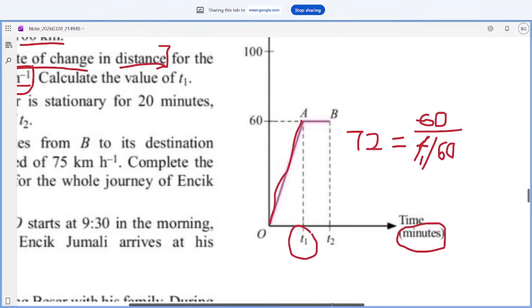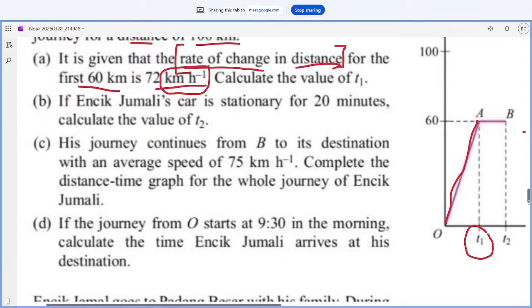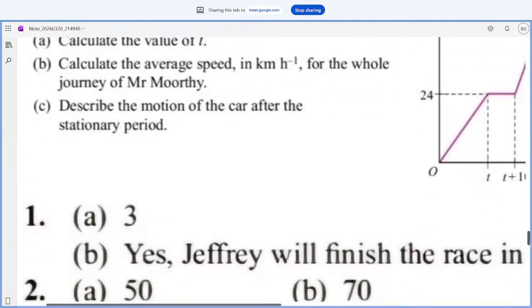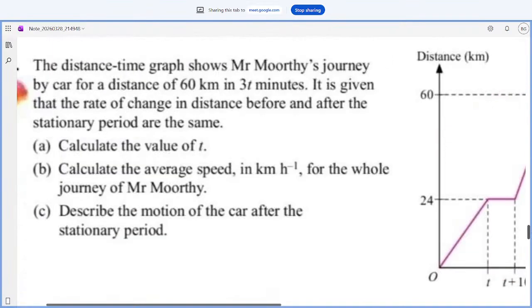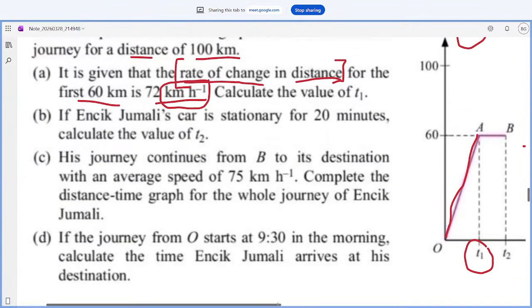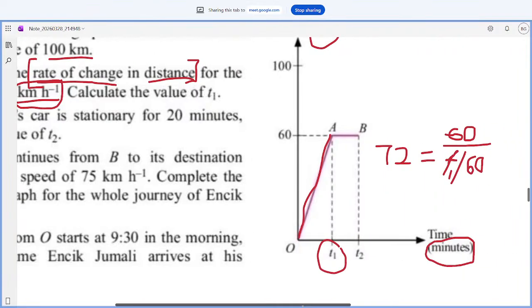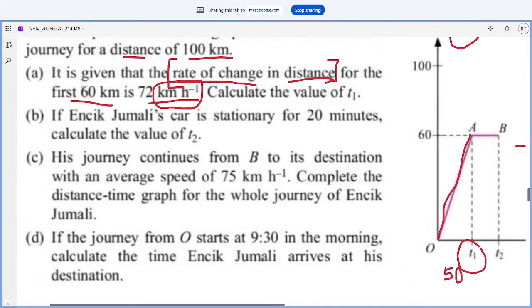Alright. So the answer should be, let me see, you guys should get 50. 50 minutes. This one is 50 minutes. Alright, so T1 is 50. Understand guys? For your part A, how to solve? Jelas? Clear.